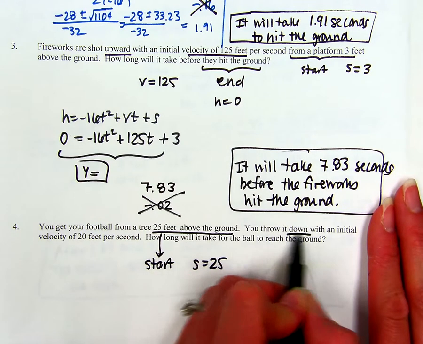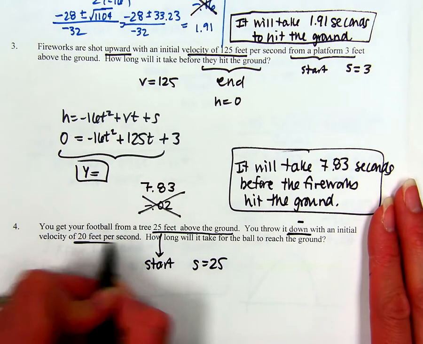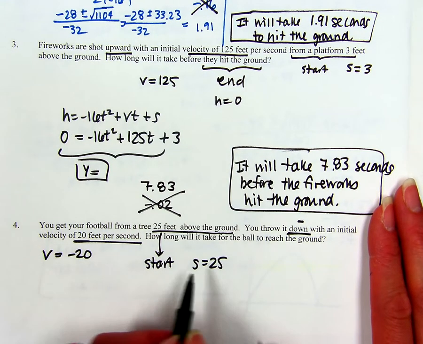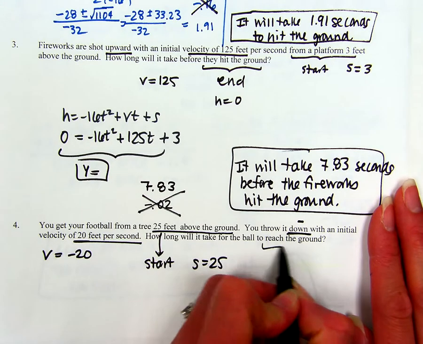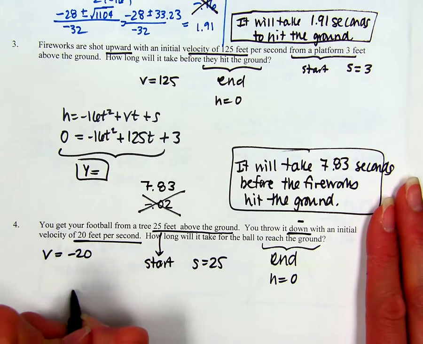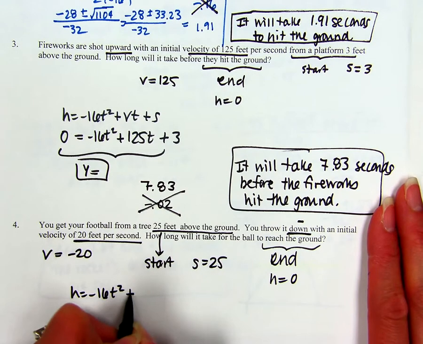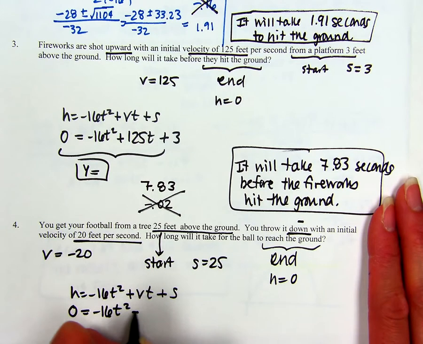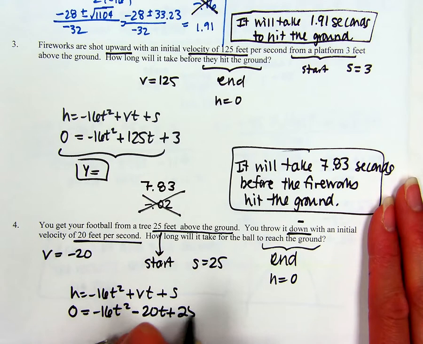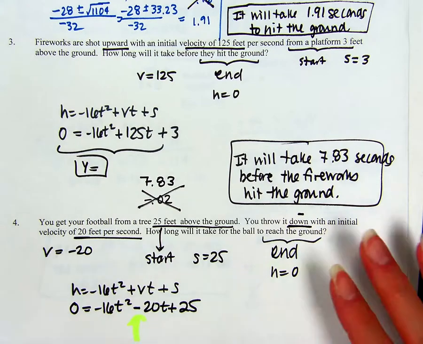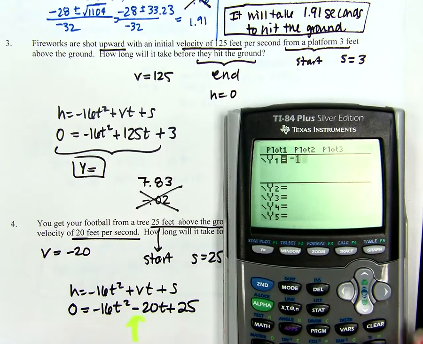You throw it down, so that means you're going to have a negative velocity of negative 20 feet per second, with an initial velocity of 20 feet per second. Just make sure that that's negative. How long will it take for the ball to reach the ground? So there's your ending, which is H equals 0. All right, so we have H equals negative 16t squared plus vt plus s. We have 0 equals negative 16t squared minus 20t plus 25. So it's really important that you have this negative sign right there. So let's do negative 16t squared minus 20t plus 25.